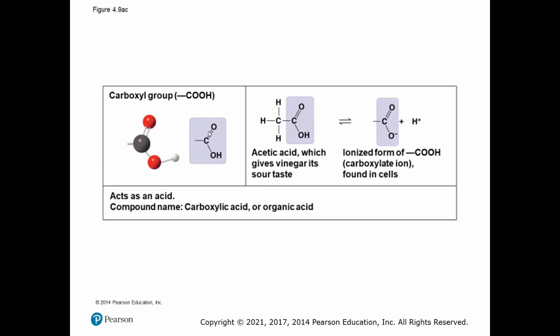Carboxyl group, COOH, acts as an acid and can donate a hydrogen ion because the covalent bond between oxygen and hydrogen is so polar. So the compound name is carboxylic acid or organic acid.